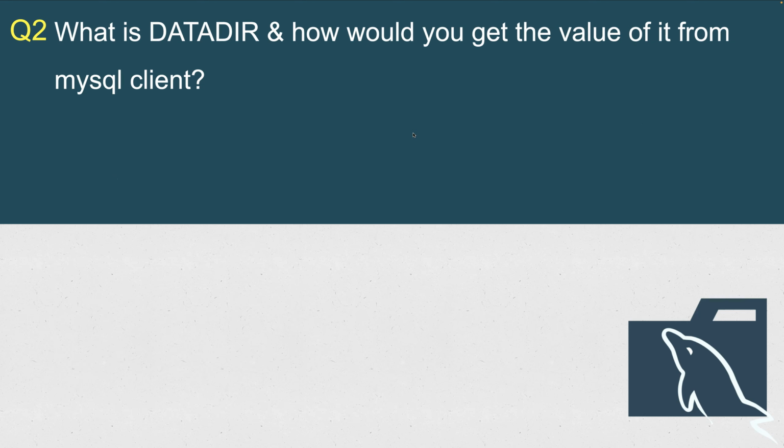Second question. What is the DATADIR and how would you get the value of it from the MySQL client? What this question means is, let's say you are a cloud DBA, you don't have access to the database host, but you really want to know from within the MySQL prompt what the path of DATADIR is. If you have access to the MySQL host, you can definitely SSH into it and find it, but you don't. So within the MySQL shell, how would you find the value of DATADIR or any other variable, so to say?